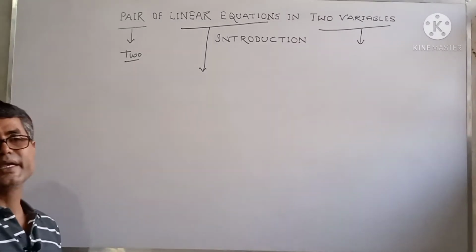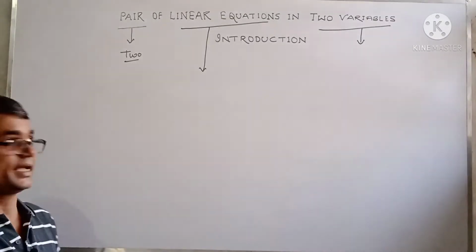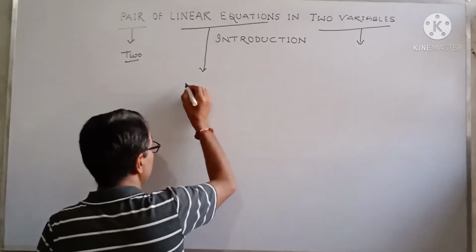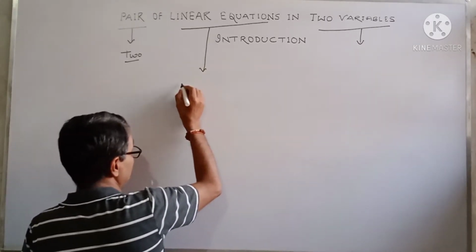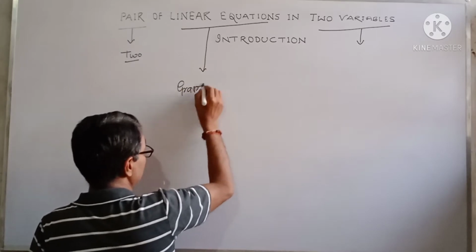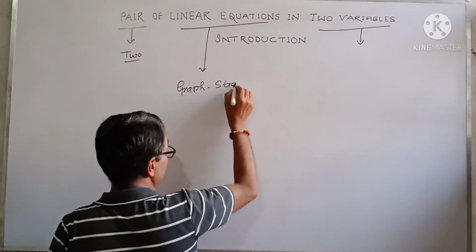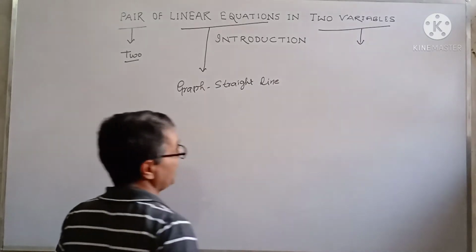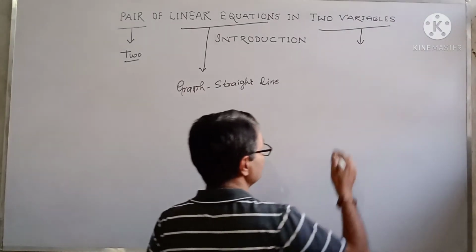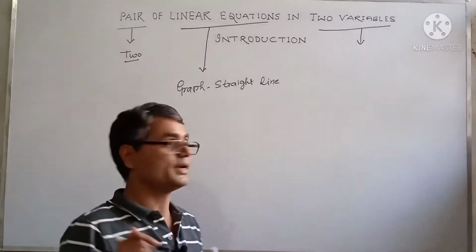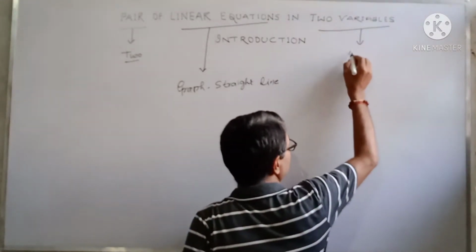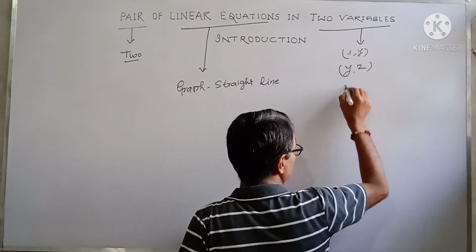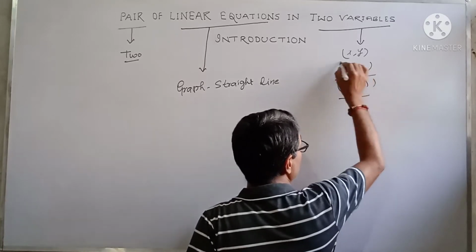The graph of linear equations is always a straight line. That means the graph of these types of equations is always a straight line. Graph will be always a straight line, and in two variables, that means the number of variables will be two. That will be either x, y or y, z or m and any two variables.